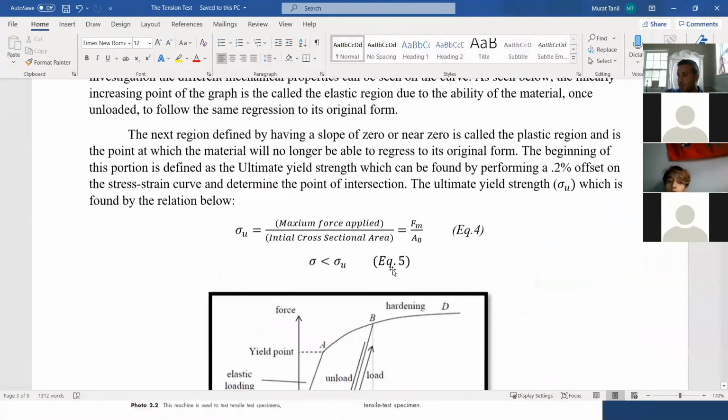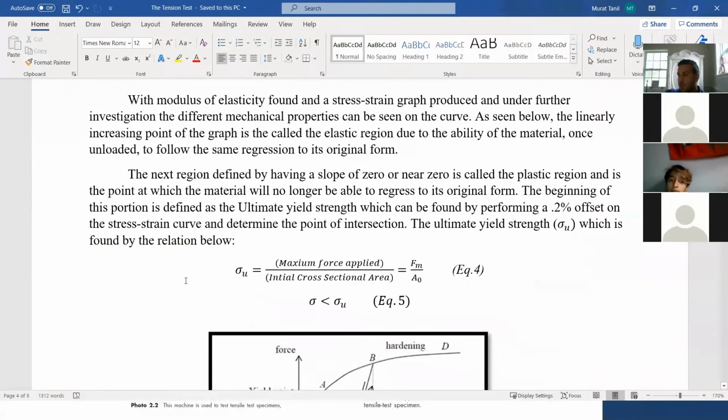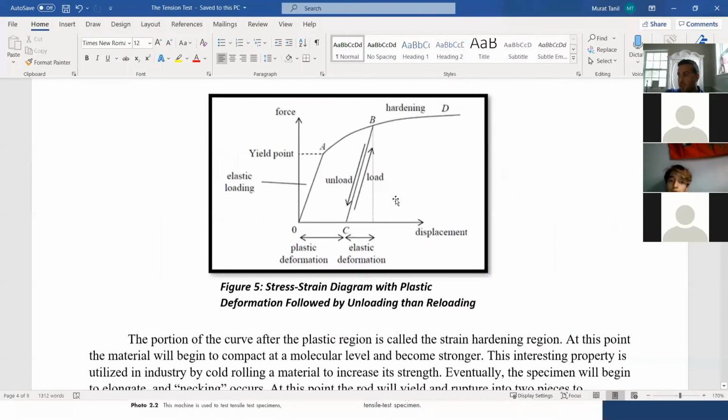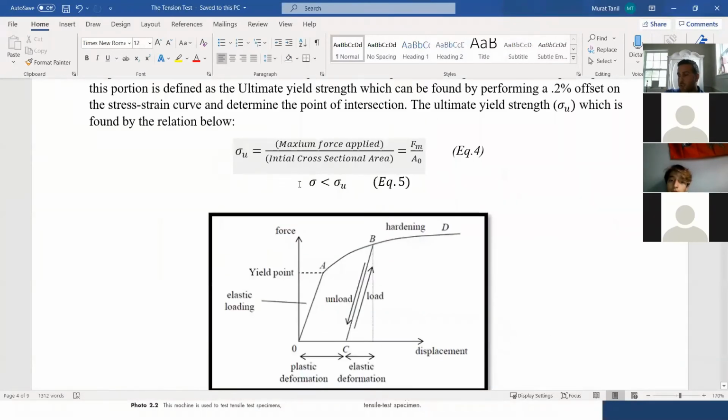And ultimate tensile strength, maximum force applied divided by the initial cross-sectional area, is basically the maximum force that can be applied to the material before failure. If you divide that number by the initial cross-sectional area, you will get the ultimate strength or yield strength.